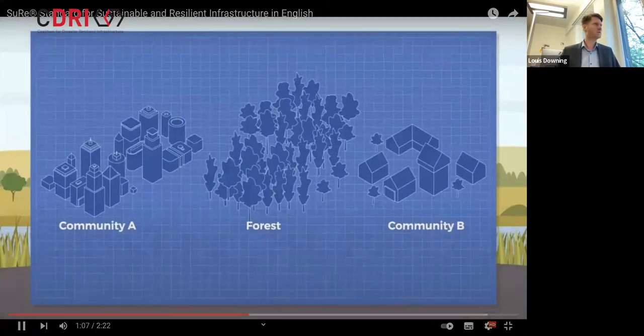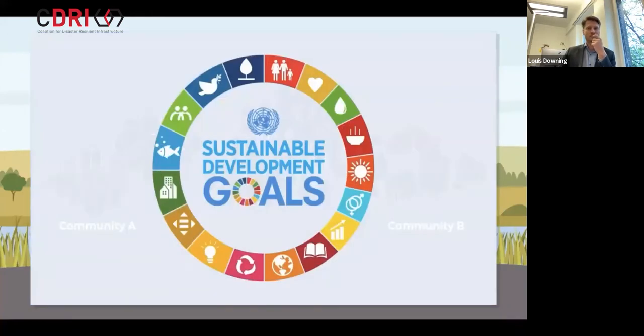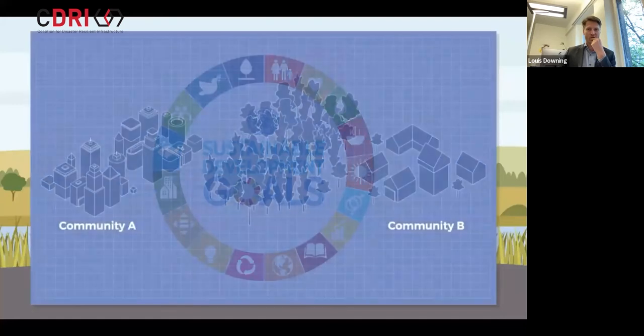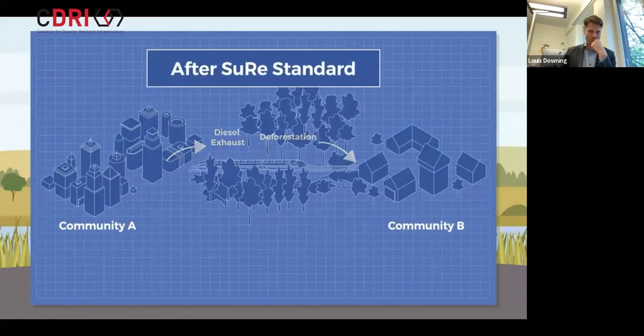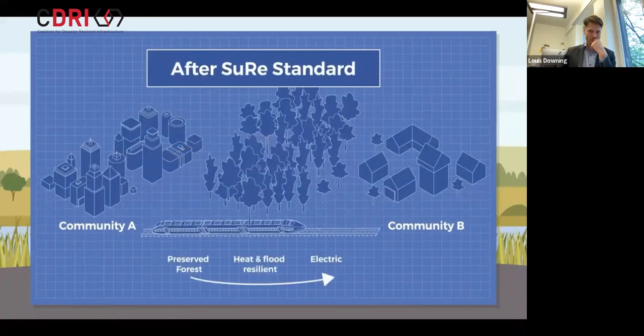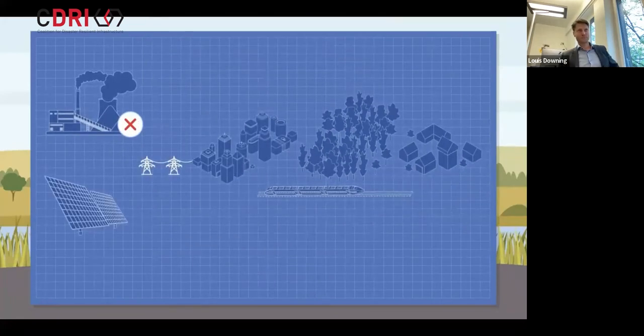The engineers encounter the SURE criteria and how they can align their project with internationally recognized frameworks and conventions for sustainability. For example, the Sustainable Development Goals. Applying SURE to their project, they identify design improvements that benefit nature, that protect their assets from climate change, and that deliver greater social benefits.